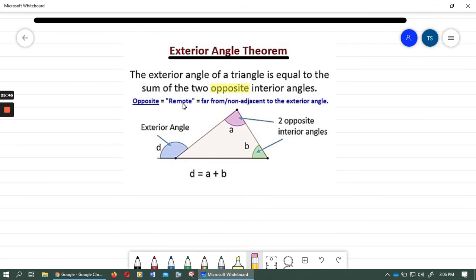So again, the word remote is another word that you can use instead of opposite, and that word remote means far from, or non-adjacent. So when we're talking about the two opposite interior angles for that exterior angle, we're talking about the two interior angles that are far from that exterior angle, or the two interior angles that are not adjacent to that exterior angle.